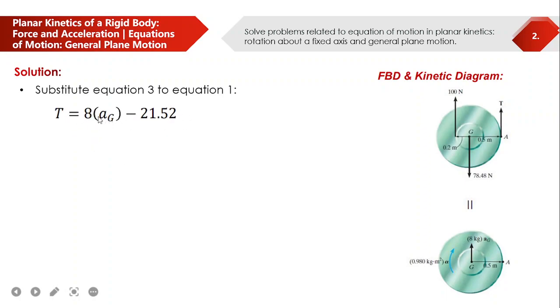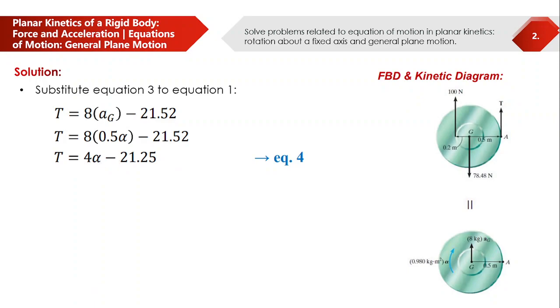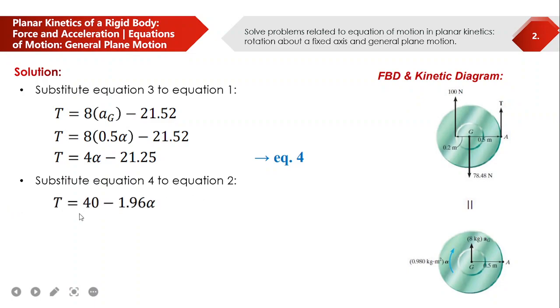T is equal to 8 times A sub G minus 21.52, then A sub G is equal to 0.5 alpha. So T is equal to 8 times 0.5 alpha minus 21.52. That will be your equation 4, so that alpha and the tension are really the only two unknowns. Then substitute equation 4 into equation 2, and we can have our tension.